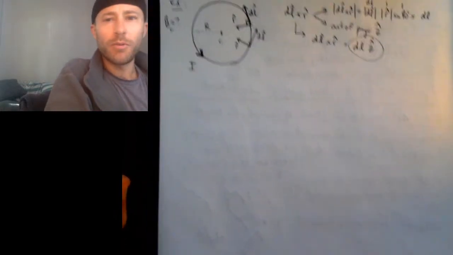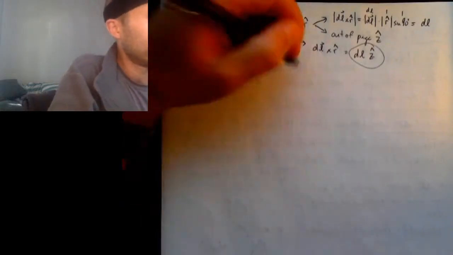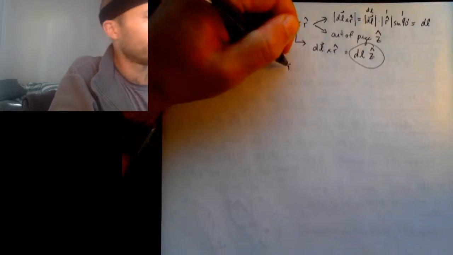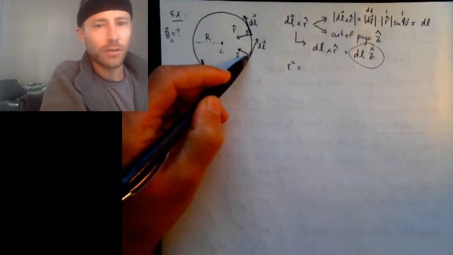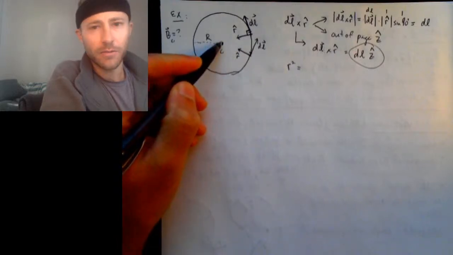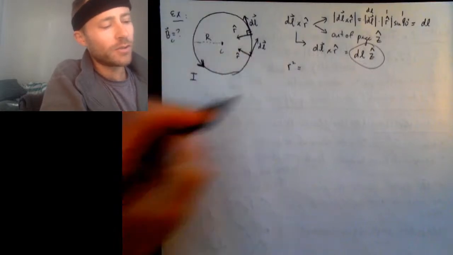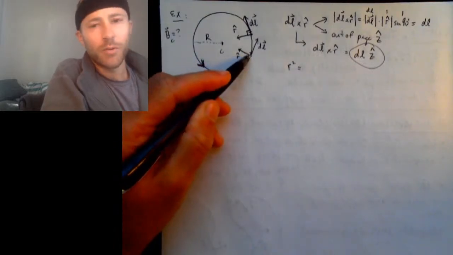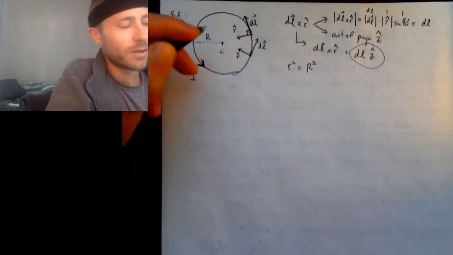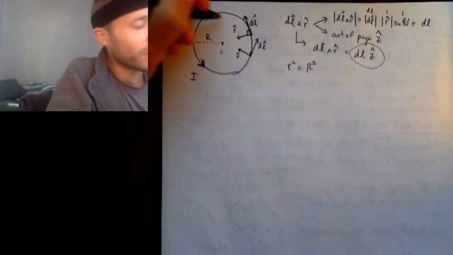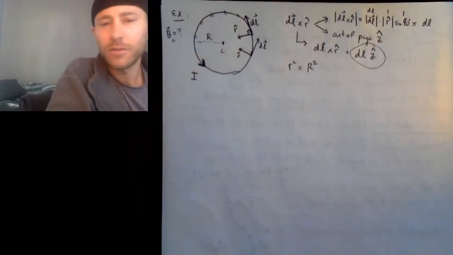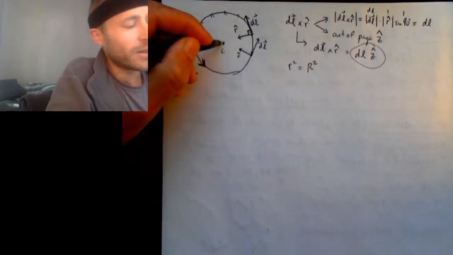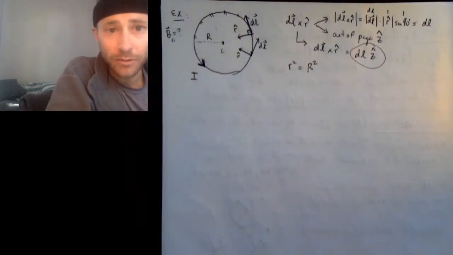The other thing I want to point out is that little r squared is the distance of the segment of wire from where we're calculating the magnetic field. And because the wire makes a circle, this segment of wire is a distance big R from the center. So little r squared is equal to big R squared, which is just a constant. Every segment of wire is the same distance away from the center of the circle. If we wanted to calculate it off-center, that wouldn't be the case.